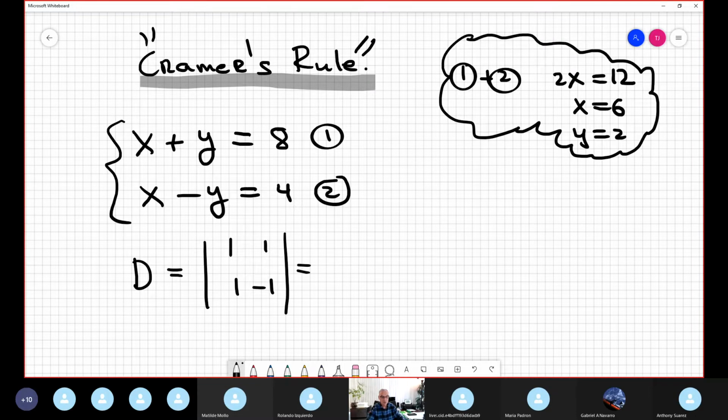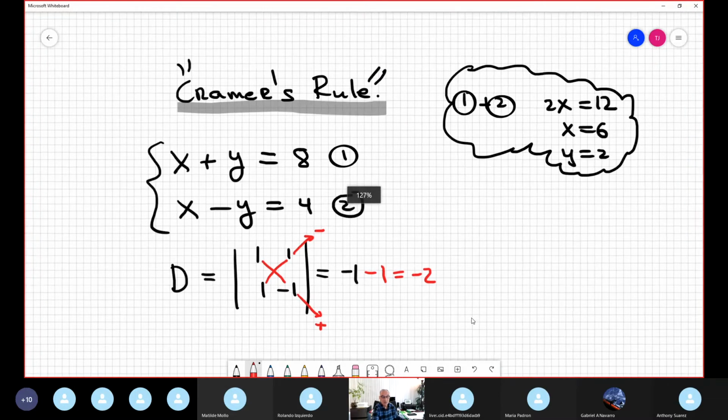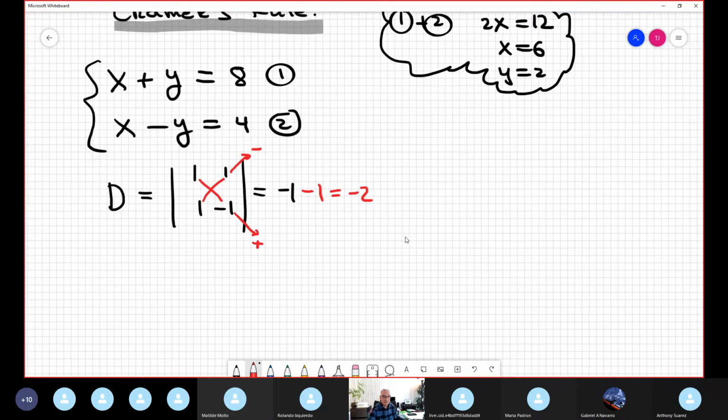Let's do it. 1 times negative 1 is negative 1. So this is, remember, you multiply this and this, don't change the sign, and here, yes. Es negative 1, entonces negative 1, another negative 1, es negative 2. So D is negative 2. Okay. And we're using it after that. Now compute Dx. What is Dx?